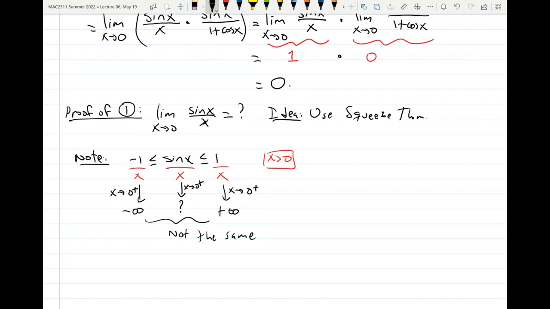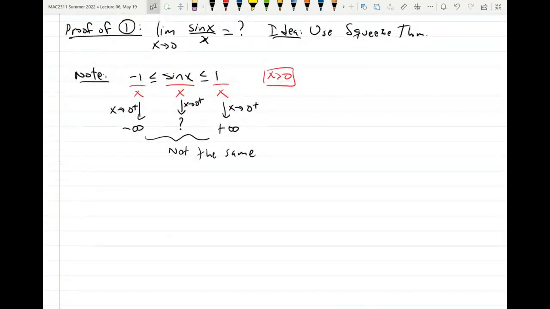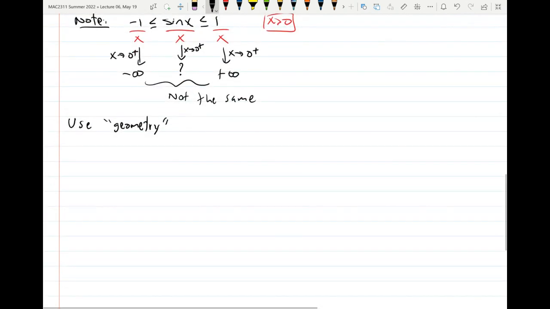Now, is there a more clever inequality that we can come up with? For that we need to work a little bit harder, of course. So here is what we do. We're going to use geometry. Of course, I'm going to bring up the unit circle. What else? So we have our unit circle.